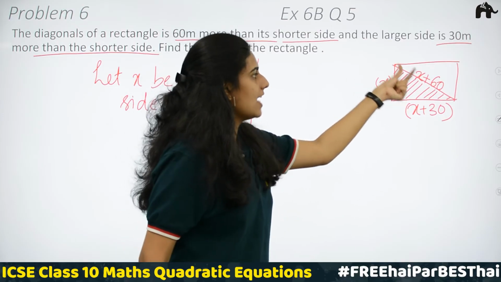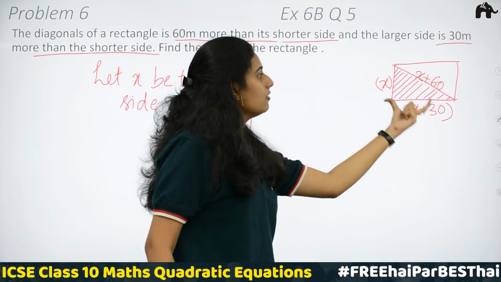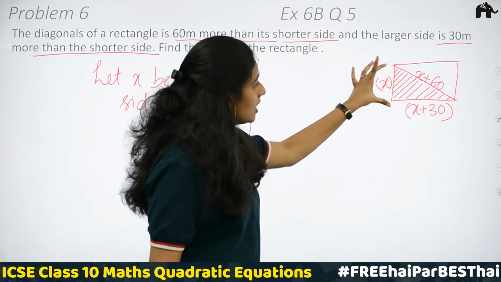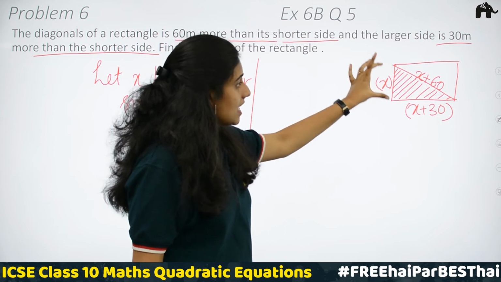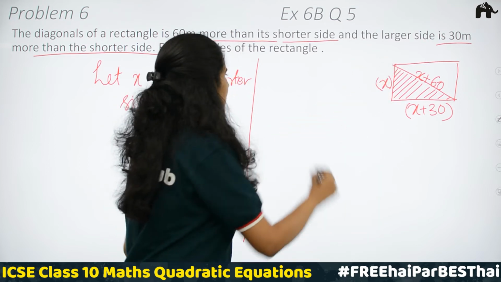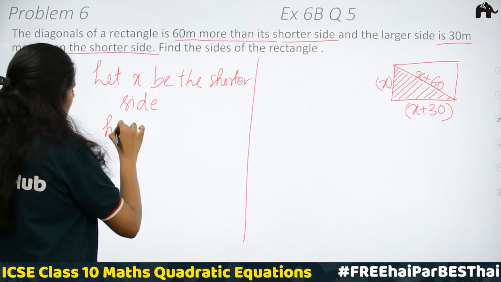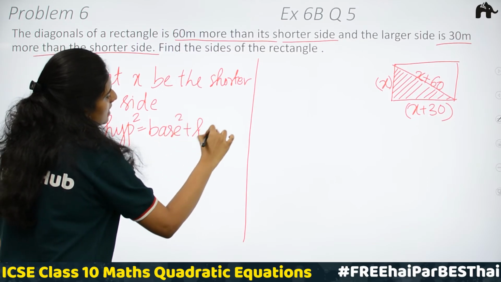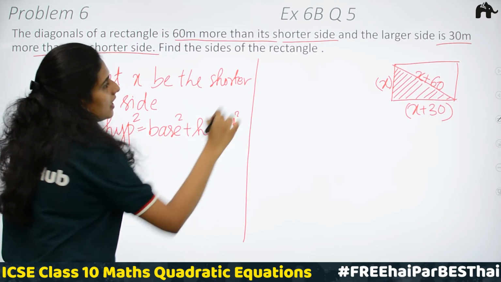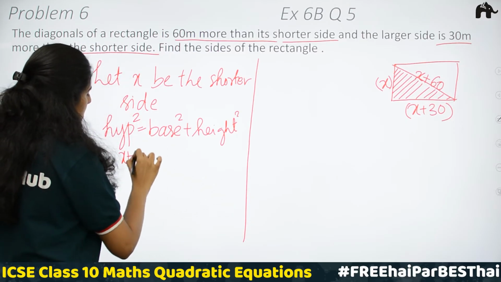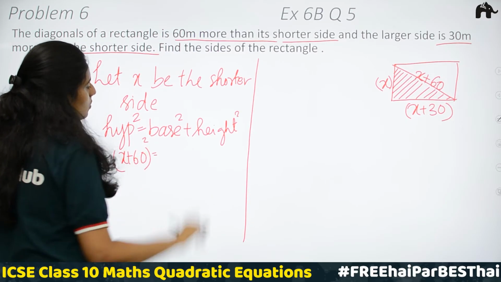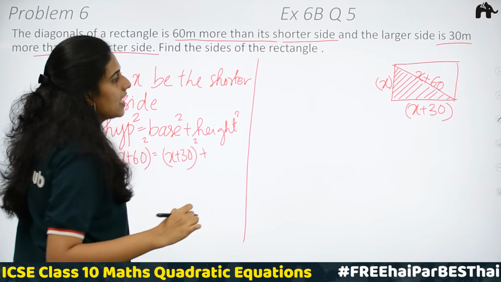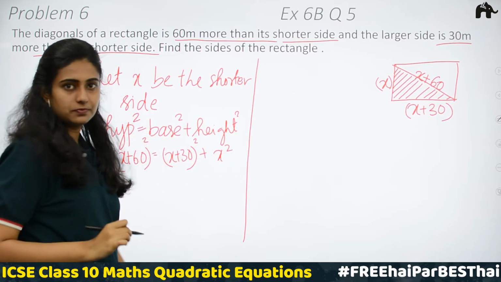Here the hypotenuse is x plus 60. The base of the triangle is the length of the rectangle. And the height of the triangle is the breadth of the rectangle. We can apply the Pythagoras theorem, that is hypotenuse square is equal to base square plus height square. Here the hypotenuse x plus 60 square is equal to base square x plus 30 whole square plus height square, that is x square.